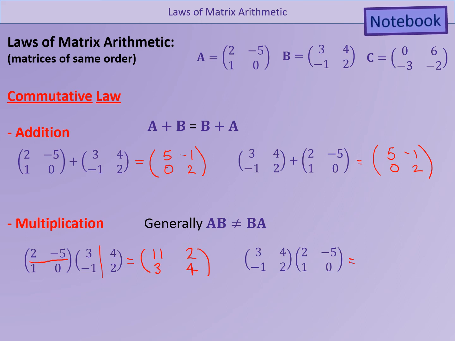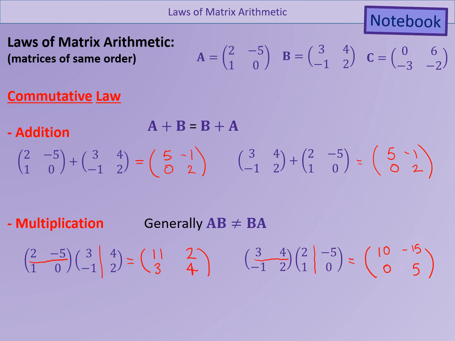And on the other side, drawing my lines again. So we have 3 times 2 is 6. 4 times 1 is 4. So 6 plus 4 is 10. 3 times minus 5 is minus 15. 4 times 0 is nothing. So that gives us minus 15. Minus 1 times 2 is minus 2. 2 times 1 is 2. Minus 2 plus 2 is 0. Minus 1 times minus 5 is 5. And 2 times nothing is nothing. That's 5 plus nothing, which is 5.